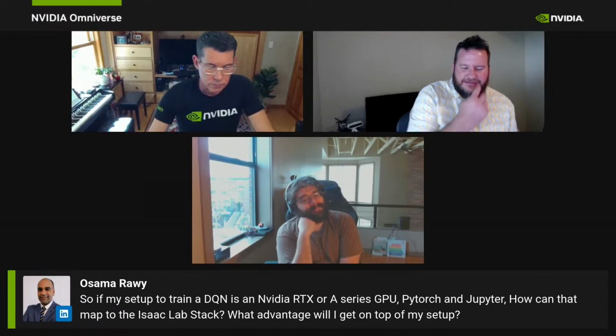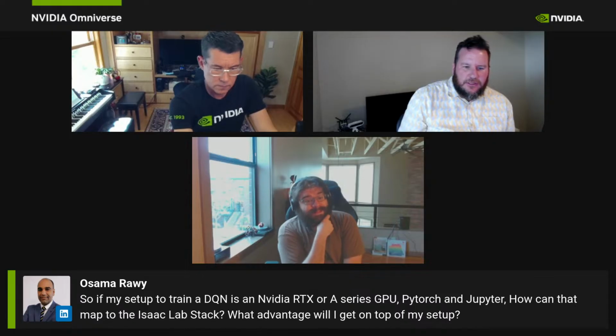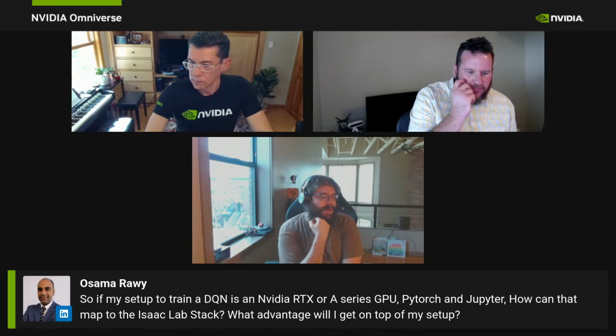So wouldn't they get a lot of advantage about updating to PPO or some other kind of policy gradient method and use Isaac Lab? I don't know if we have a DQN implementation in our frameworks yet, so I'm sorry I can't be more helpful.